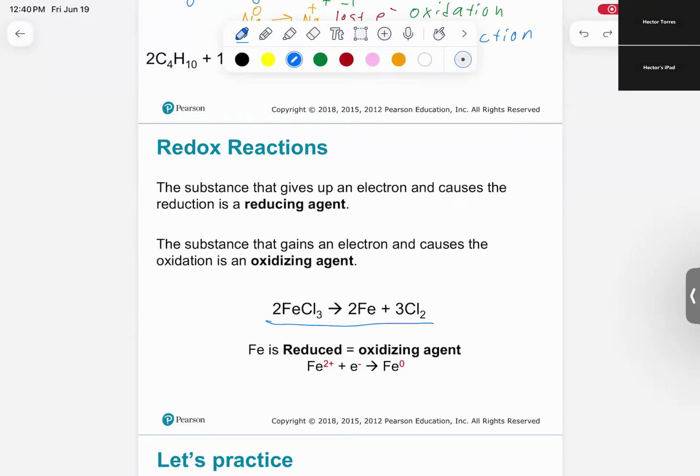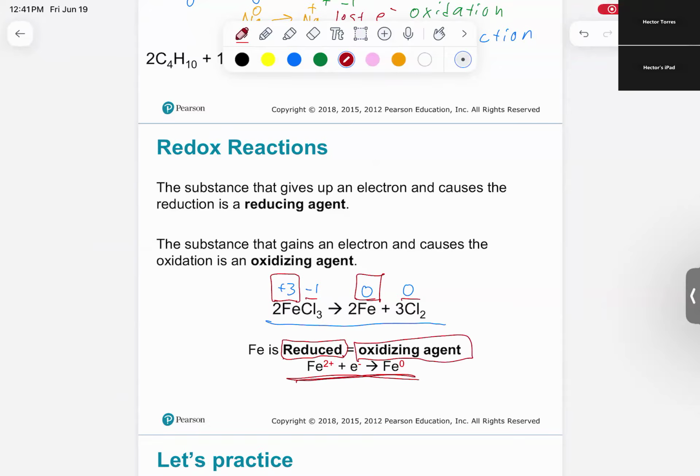So on this example here, let me hurry and assign the oxidation numbers. We can see that the oxidation numbers were +3, -1, 0, 0. So iron went from +3 to 0. So it gained electrons. Because it gained electrons, it's reduced. And anything that's reduced is called the oxidizing agent.